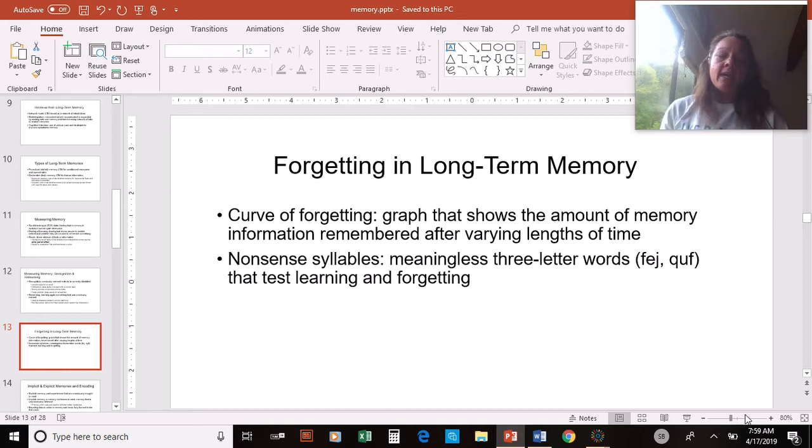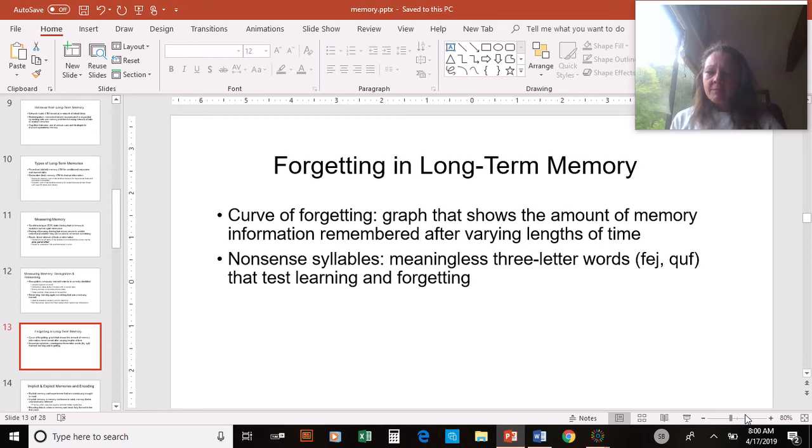All right, so once again, a big thing about learning about memory is why it's important: because we forget. If we forget too much, it affects our survival, it affects our relationships with others. And in forgetting, scientists have come up with the curve of forgetting, which is basically a graph that shows the amount of memory information remembered after varying lengths of time. So it's going to be categorized on different types, say school information, personal information, and how long it takes you to go about remembering that.